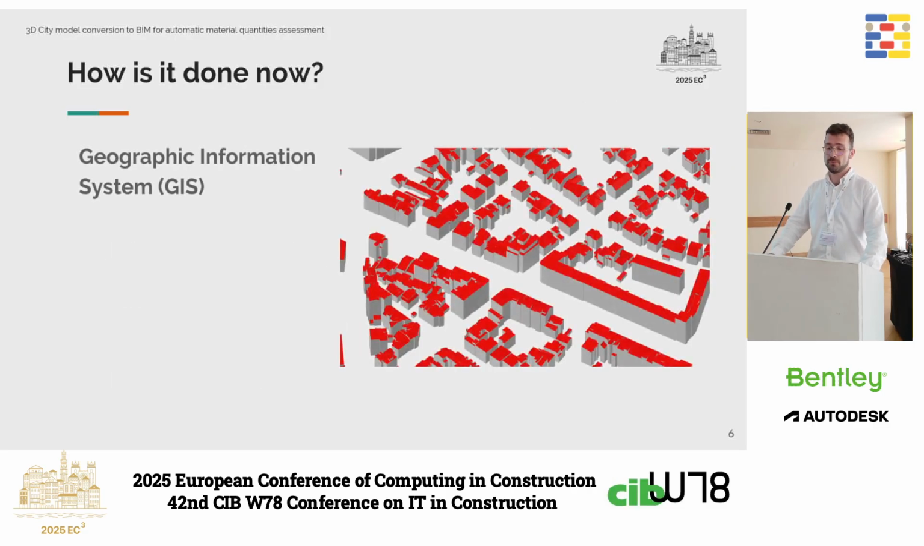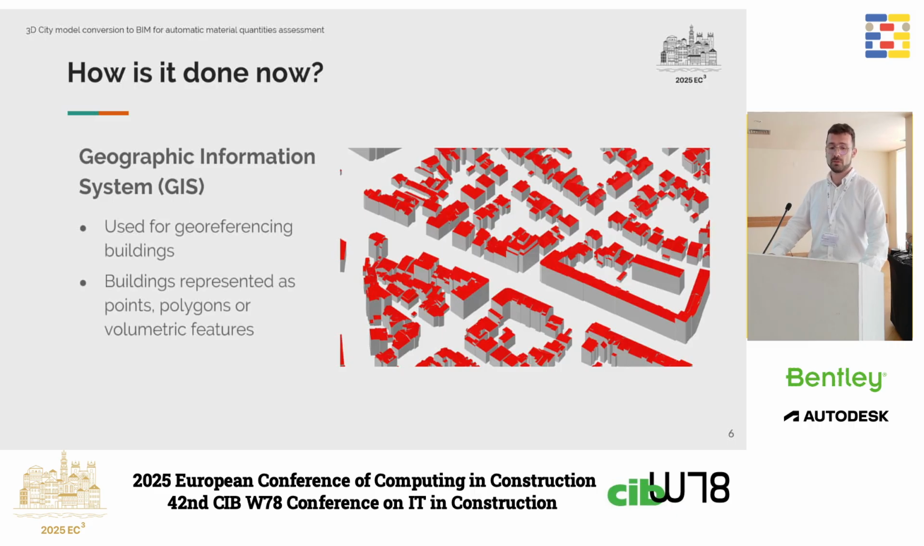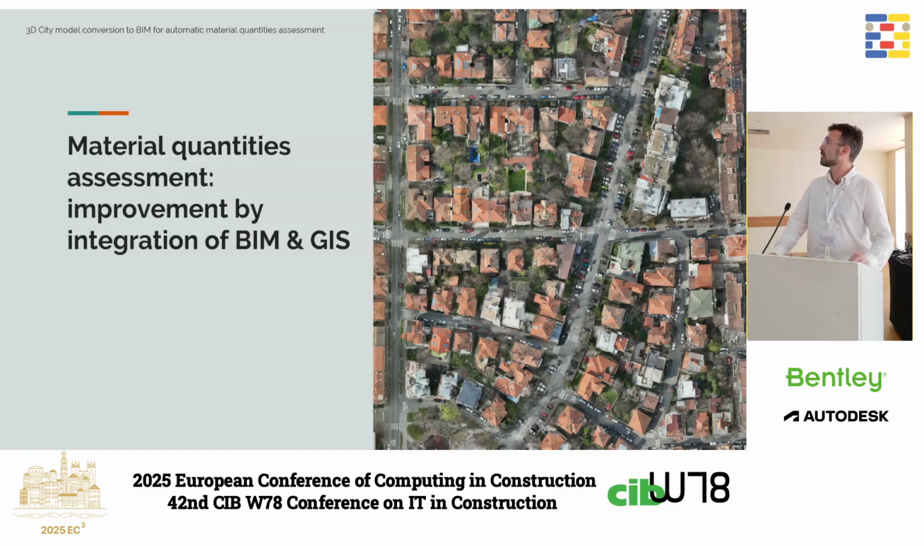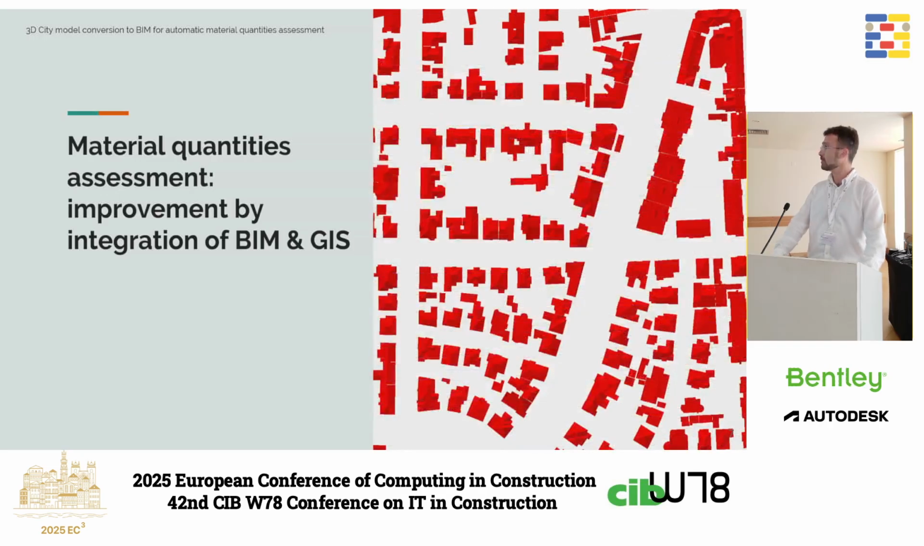And also, for geolocation and geometry of buildings, we can use GIS systems, and we can easily derive height and building footprint area to multiply with this mix. So this is the current state of the art. And our idea is to improve that state of the art by taking all this information that we have.